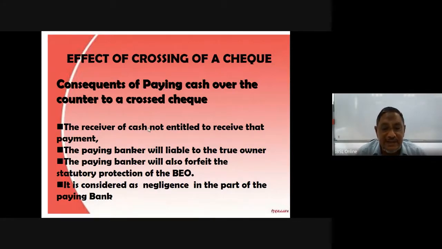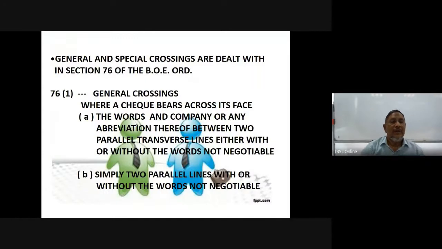It is considered as negligence on the part of the paying banker if the paying bank, ignoring that instruction, makes a payment. That means if a crossing is there, without taking the crossing into consideration, the cash is paid over the counter, then the branch cash officer will be liable for breach of contract. Then there are two types of crossings. General and special crossings are dealt with in Section 76 of the Bill of Exchange Ordinance.